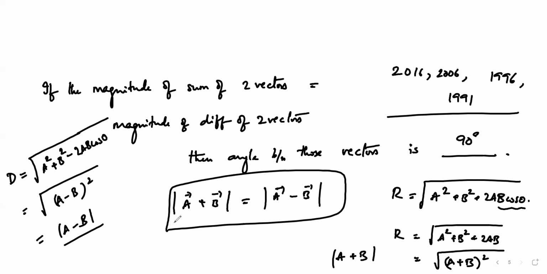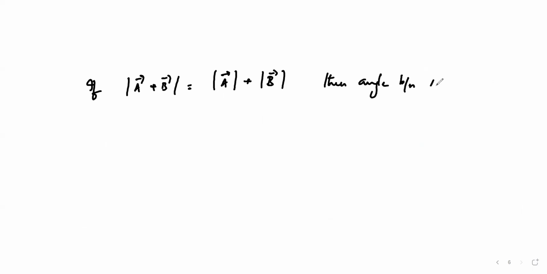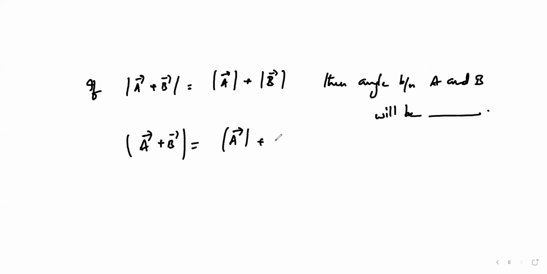One more question. If magnitude of A plus B is equals to magnitude of A plus magnitude of B, then angle between A and B will be dash. Please observe, sir. This is the magnitude. So what is R? R is nothing but A plus B.